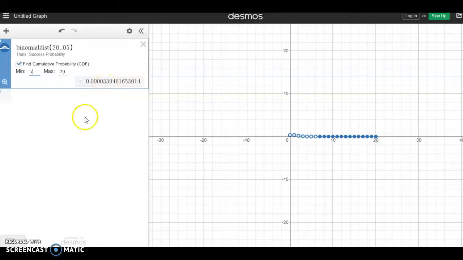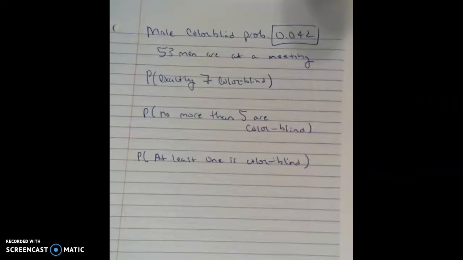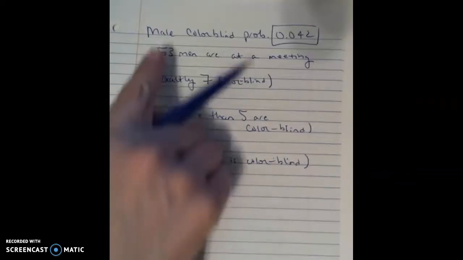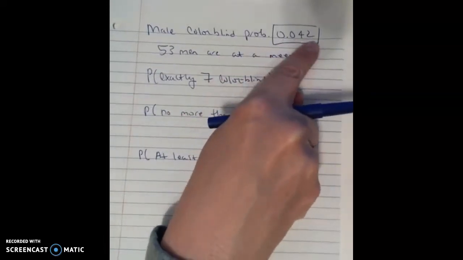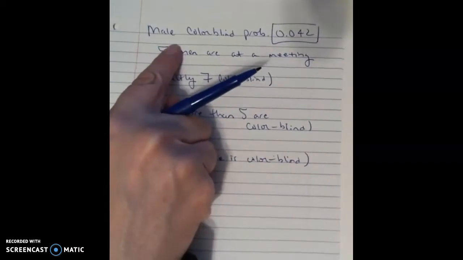All right, I'm going to give you your homework for this. And again, you can turn this into Blackboard for class. So I'm going to pause for a second and then I'll bring up your assignment. All right, so this is your homework for this part. All right, so male colorblind rate is about 0.042. So about 4.2% of males are colorblind.